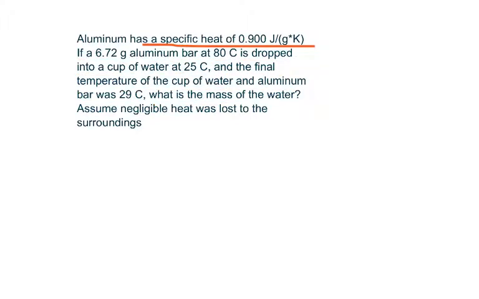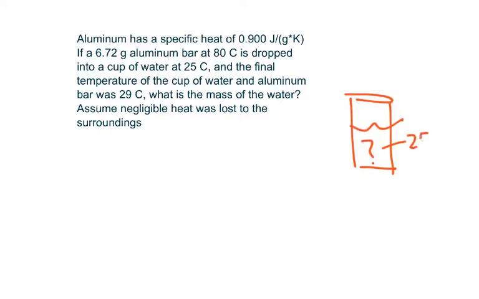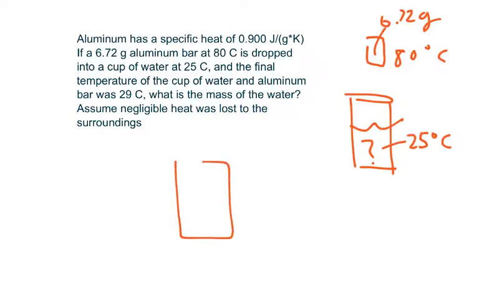Now, this is a really weird question at first because you're like, wait a second, it's not very straightforward. Well, it's not very straightforward, but we could figure this out. So we have a cup of water, and this cup of water has an unknown mass, but we know that it's at 25 degrees Celsius. And we have this bar, which is 6.72 grams, and it also is at 80 degrees Celsius. So when you drop it in, the final temperature of everything turns out to be around 29 degrees Celsius. So the question is asking, what is the mass of the water?